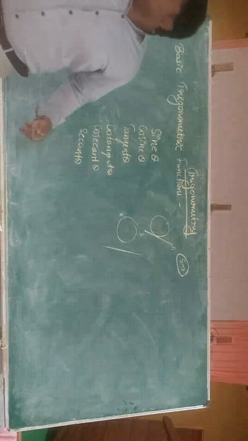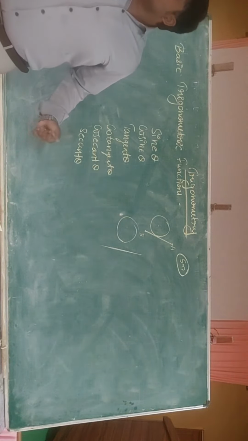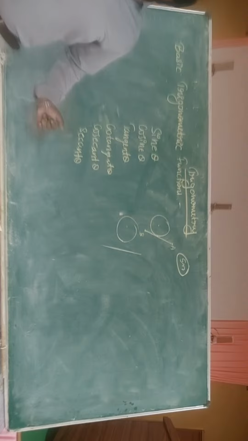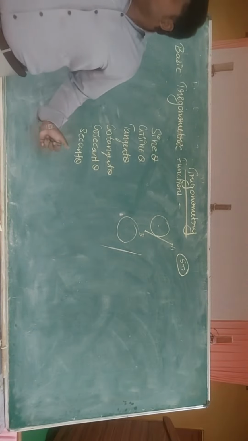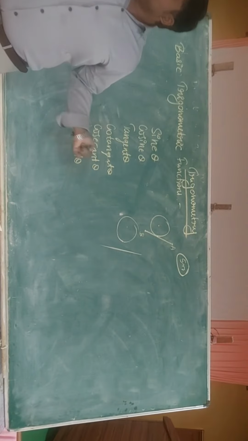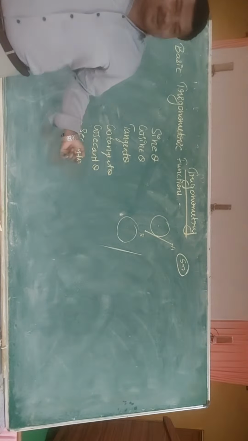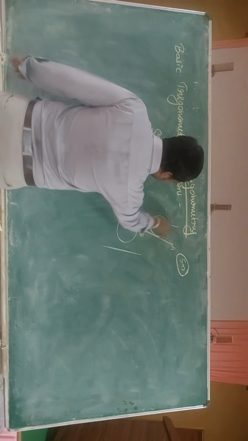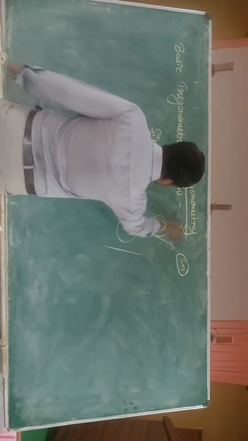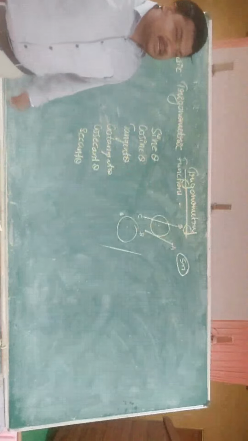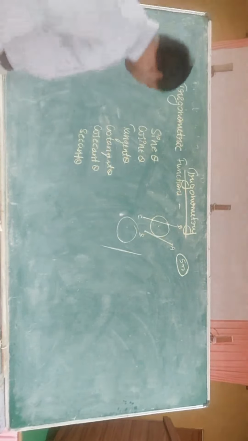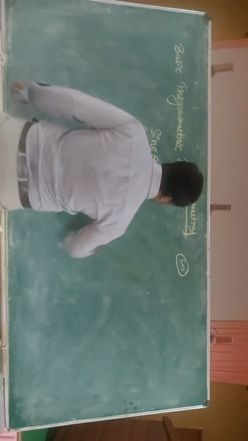Then what is secant? A line which intersects the circle at 2 points. Here BC is a secant and AB is a tangent. Understood? So we are talking about the basic trigonometric functions.